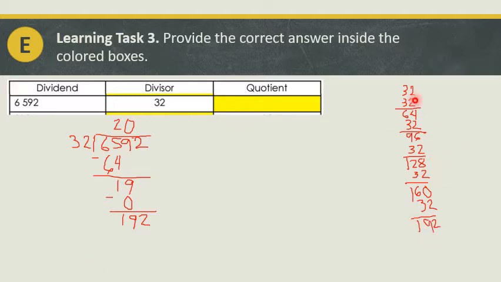So, tingnan natin dito kung merong 192. So, ito po. Ilang 32 yon? 1, 2, 3, 4, 5, 6. So, we have 6 32s. So, 6 times 32 is 192. And 192 minus 192 is 0. So, wala nang i-bring down. So, ibig sabihin, ang answer natin is 206.